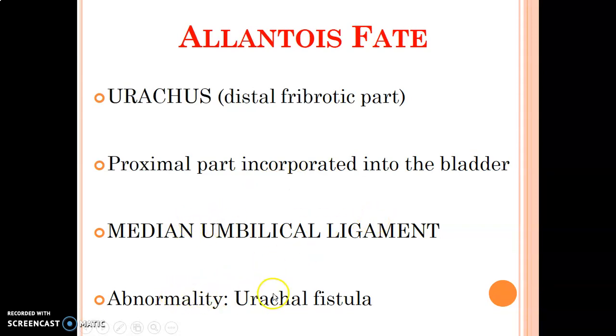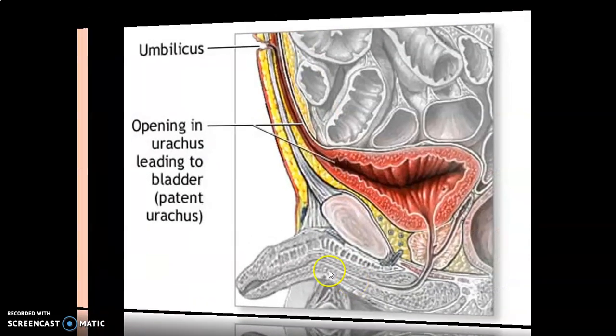So an abnormality comes in where this urachus, instead of undergoing fibrosis, remains open, and then it causes a communication between the urinary bladder and the skin, giving you a fistula, a communication between two epithelial lined surfaces. So you get a urachal fistula. So this is what we mean.